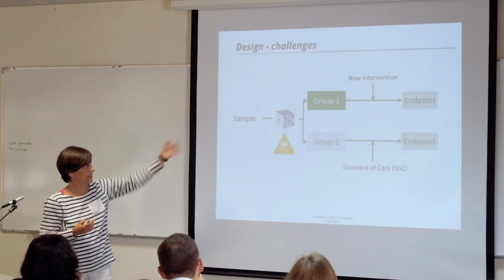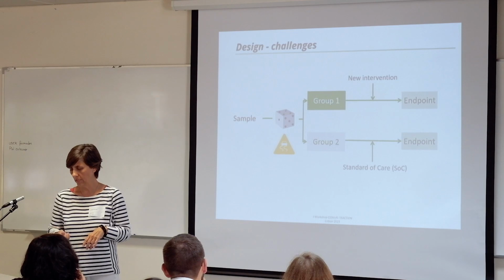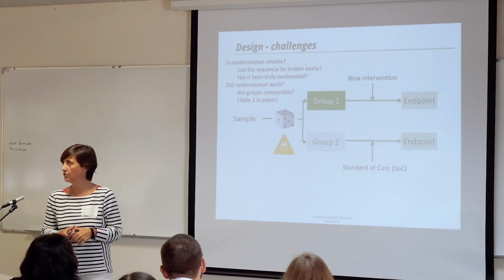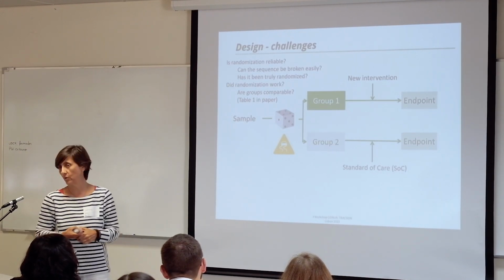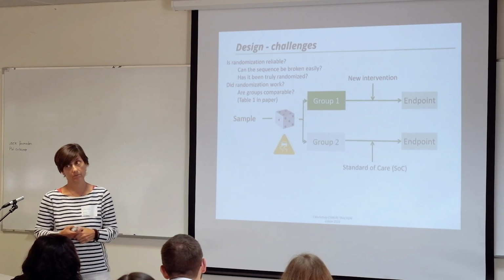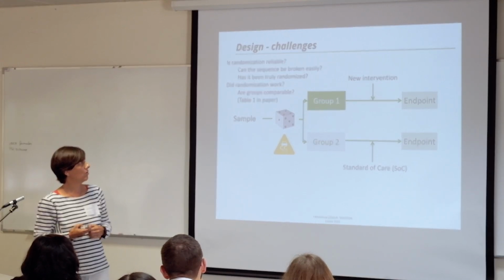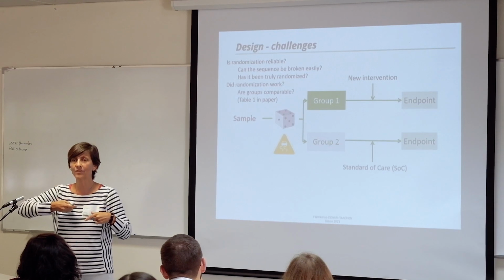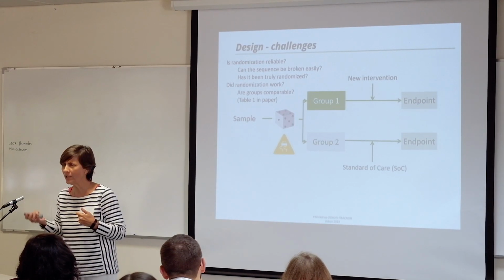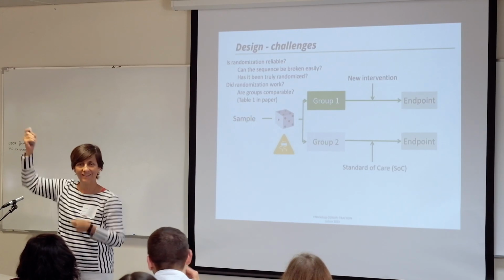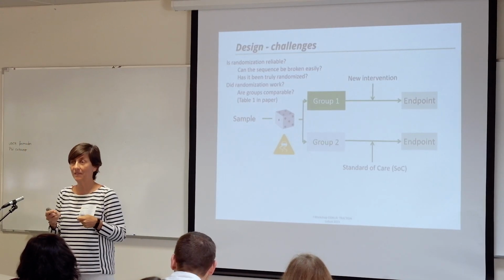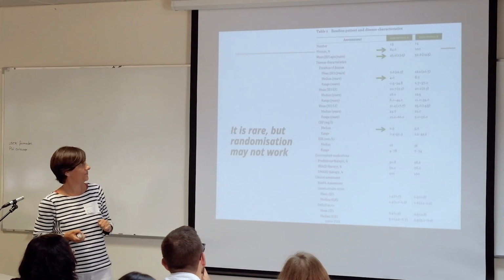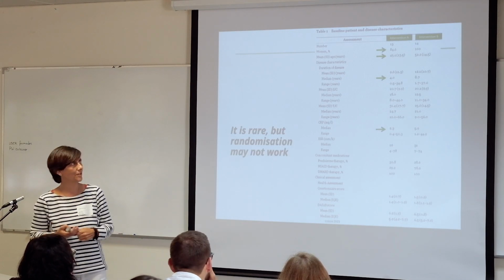The second is the randomization. We know a few techniques to randomize, but sometimes randomization just might not work. Perhaps because the sequence can be broken easily, or perhaps it was not really randomized, or maybe it didn't work. Remember this morning, Ricardo asked, is this really randomized? Because you were always showing red and blue, I think. And it was just that the sample size was very small, right? So this can happen. It is rare, but sometimes randomization doesn't work.